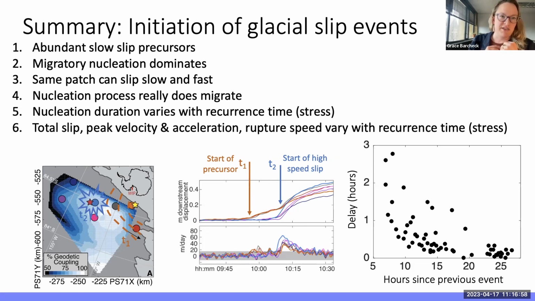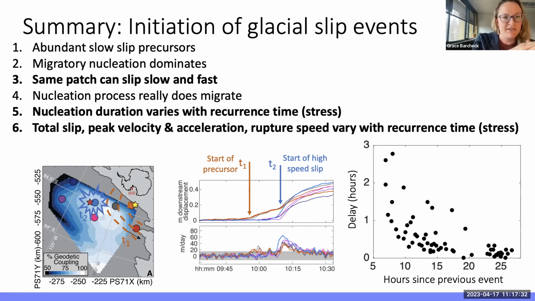I showed you that the nucleation process really does seem to migrate, and the duration of this nucleation process, or the initiation, whatever you want to call it, seems to vary inversely with recurrence time, which is a proxy for stress on the fault. And then also the total slip, peak velocity, and acceleration also vary with recurrence time. And I forgot to mention actually rupture speed. I haven't done this work, but someone else has done this work where the rupture speed also goes up with recurrence time generally.